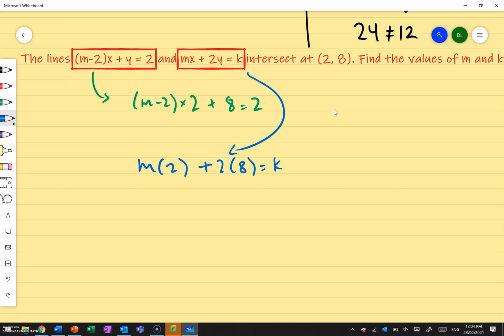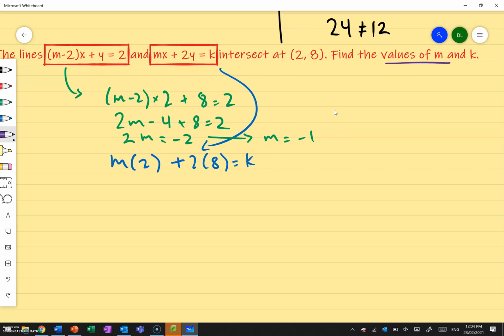I'm going to simplify the green one. I know it's getting really messy, apologies. I get 2m take away 4 plus 8 equals 2. Therefore, 2m plus 4 equals 2 on the left-hand side. I'm going to take away 4 on both sides. Negative 2. Are we okay with that? Yeah? And therefore, m equals negative 1. All good? Lovely. We found one of our answers.